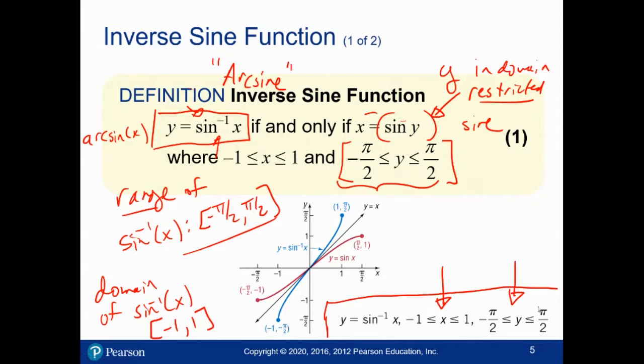It's just the graph of the restricted sine function, which is in red, and you reflect it across the line y equals x, and that gives you the arc sine function. We don't graph this function very much. Point is, it's there.